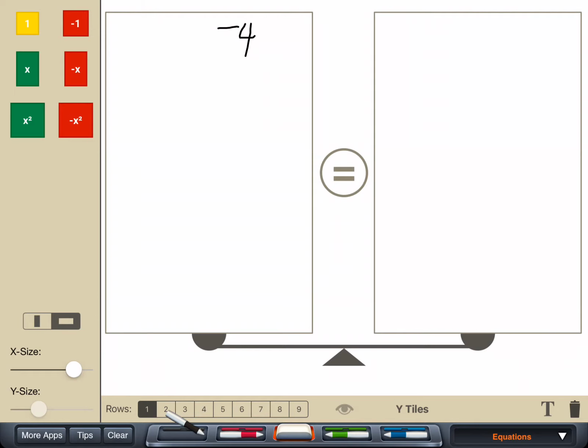Let's try negative 4x plus 2 equals negative 10. Pause the tape, try that, then come back and see what it's all about.